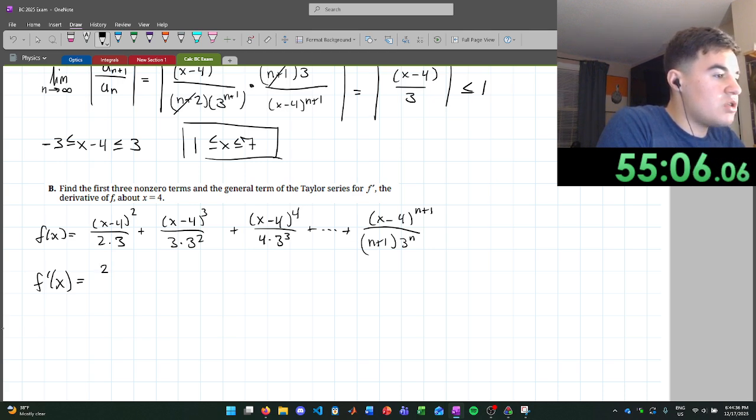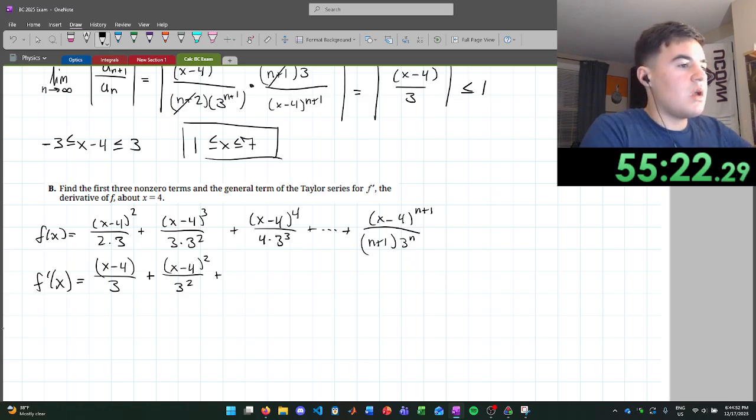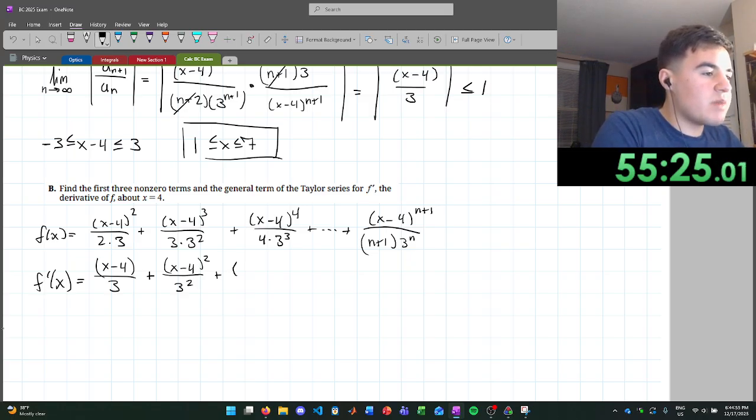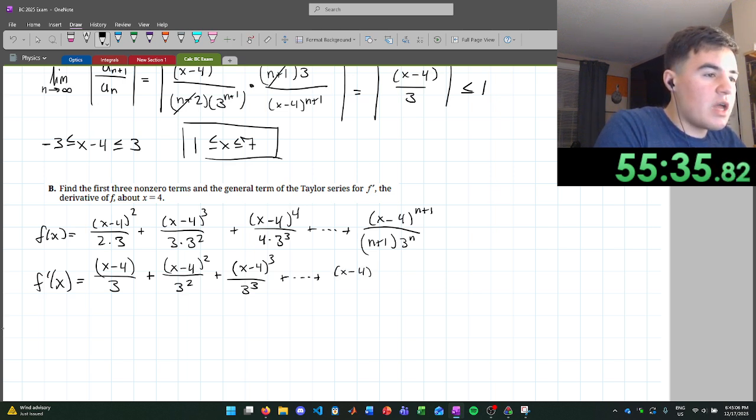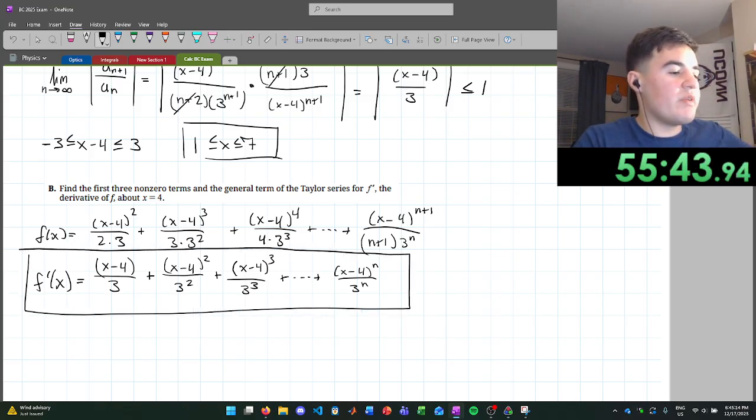So it's going to equal 2 times (x minus 4) over 3, plus, take down that 3, (x minus 4) squared over 3 squared, plus, and then drag down this 4, (x minus 4) cubed over 3 cubed. Then the general term, which is drag down an n plus 1, (x minus 4) to the n over 3 to the n. Not that bad, actually. So that's the derivative there.